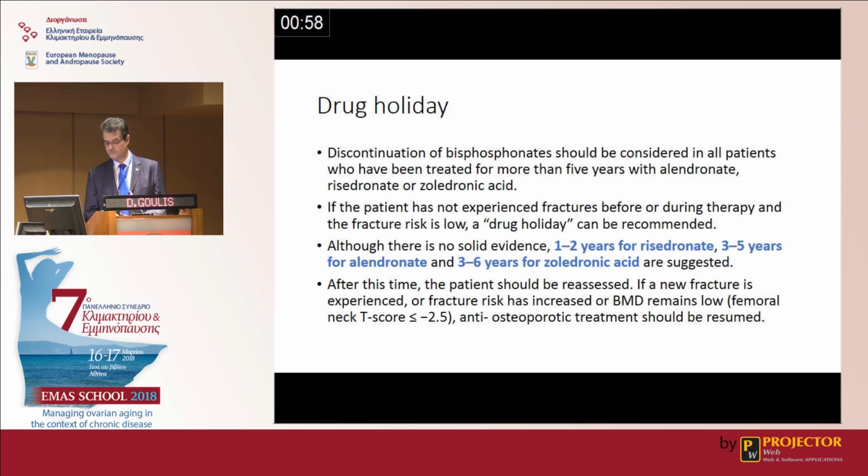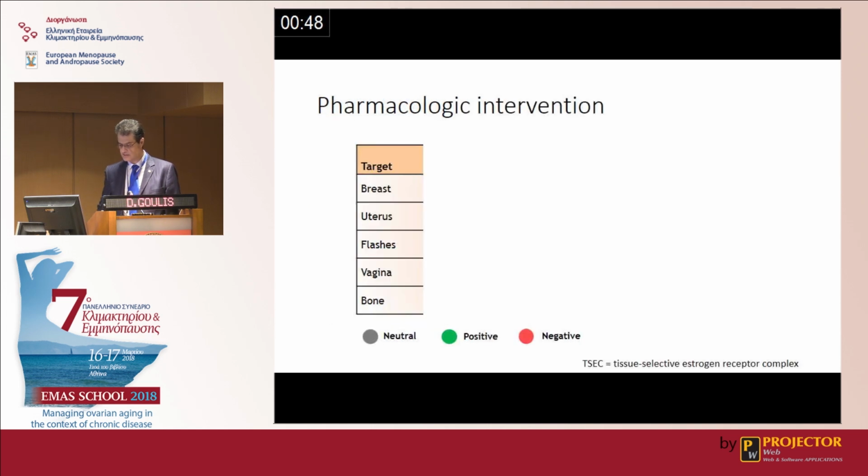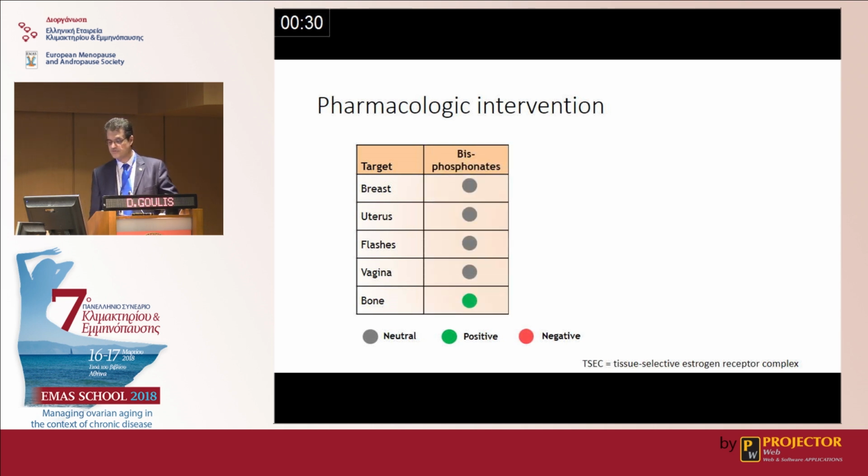Of course, if you have a new fracture, or the fracture risk has increased, or the T-score went below minus 2.5, you have to reconsider this medication. Another thing to keep in mind is that these medications do not act only on bone, but on other tissues as well, and I put here only the genital tissues, the reproductive system. The bisphosphonates are very neutral. They are targeted on bone, they have an effect on bone, and they are neutral to all others.